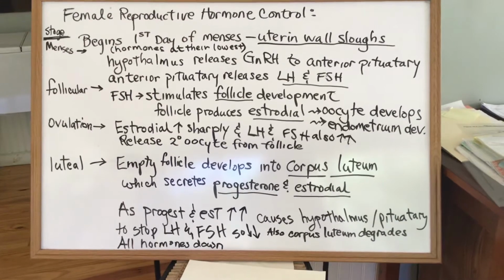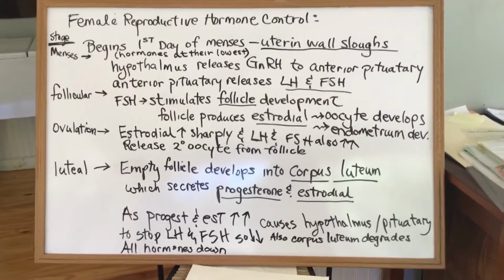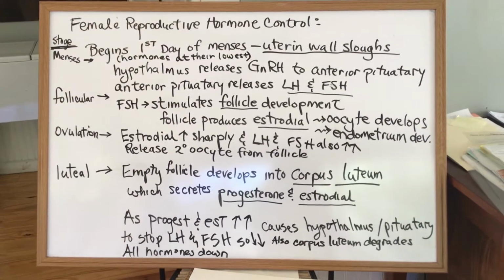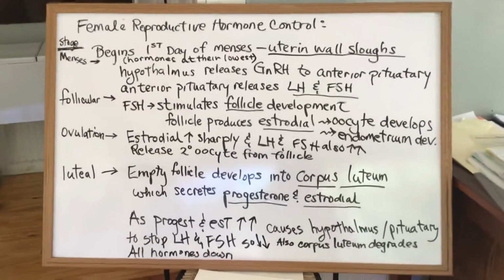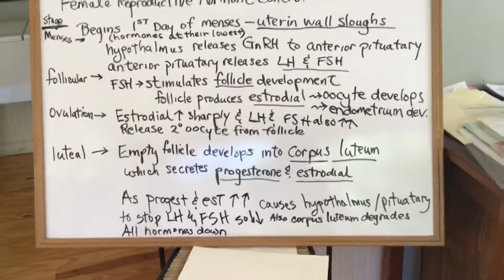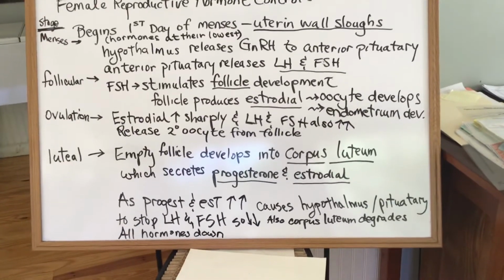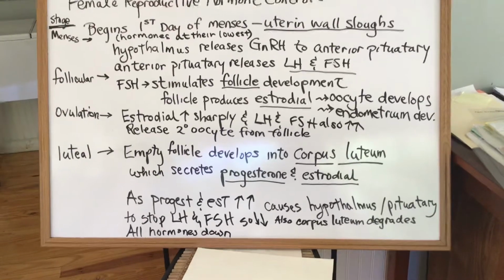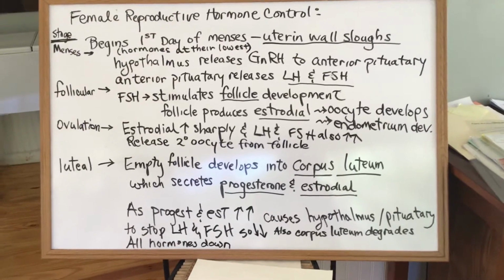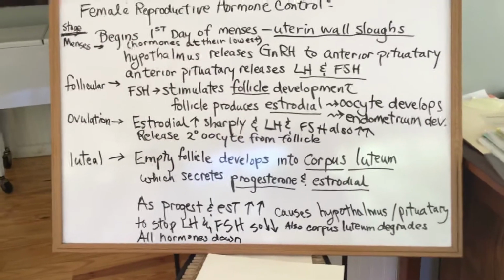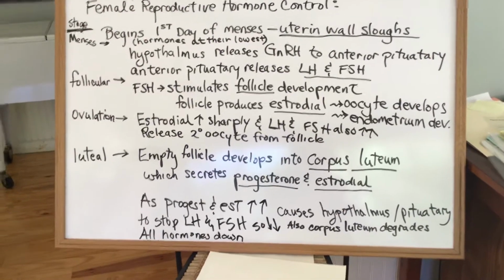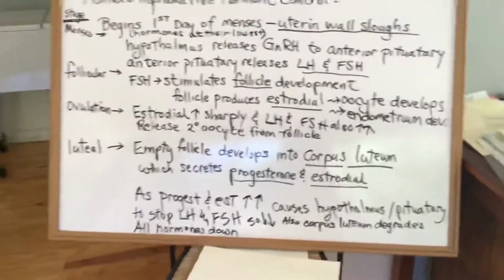Estradiol will also cause the endometrium to develop. So in other words, the endometrium will start developing and getting more invaginated and fluffy. And then as the estradiol peaks, and luteinizing hormone and FSH are also still high because they have been produced by the pituitary gland, this causes the release of the secondary oocyte from the follicle. So this is the ovum. It's going to go down the oviduct, and in this case, not meet with the sperm.